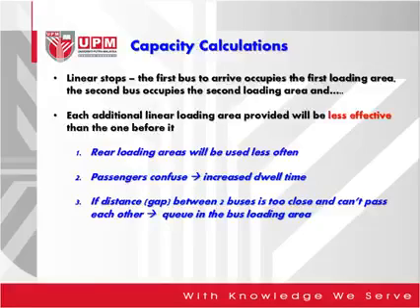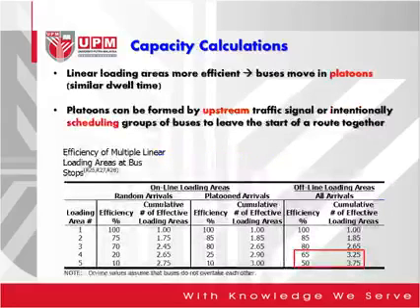And the third one is if the distance between the buses is too short, then it will restrict the movement of the buses, and this also will increase the dwell time. Linear bus stops become more efficient when buses move in platoons. This can be done by having specially designed bus timetables.